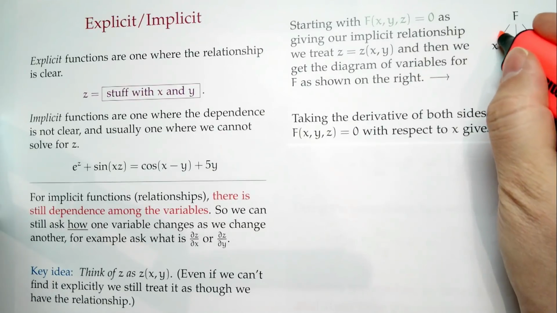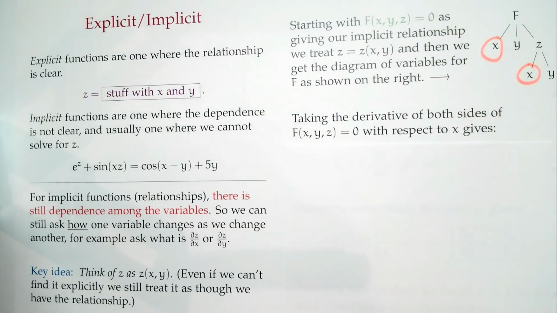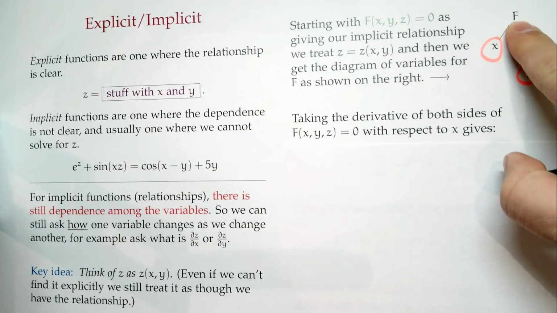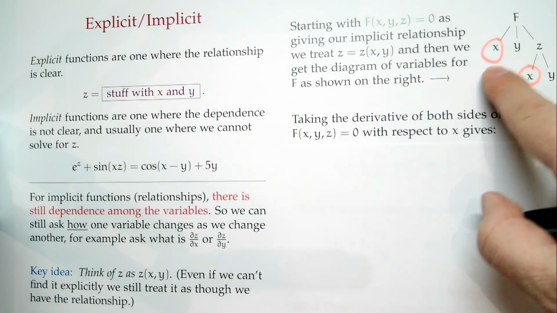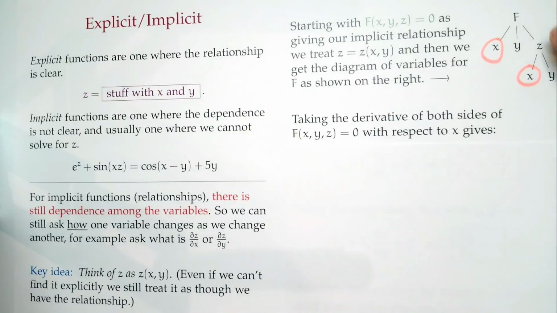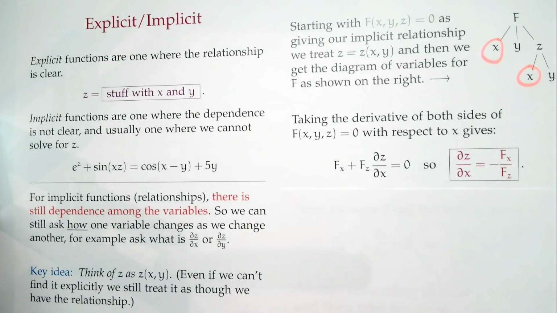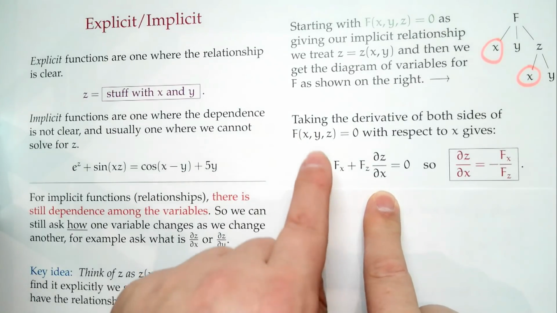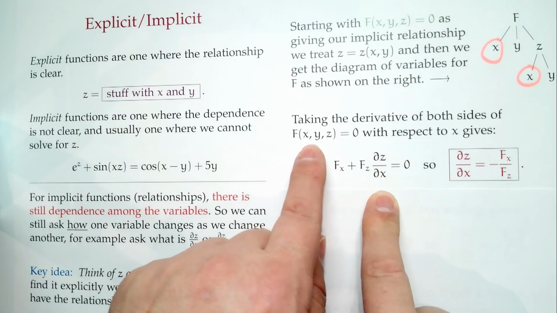I'll get 2, because x shows up twice. It shows up when I take the derivative of f with respect to x, but it also shows up in the derivative of f with respect to z, times the derivative of z with respect to x. So what I get on the left-hand side is the derivative of f with respect to x, plus the derivative of f with respect to z times partial z partial x. That's the derivative of the left-hand side.